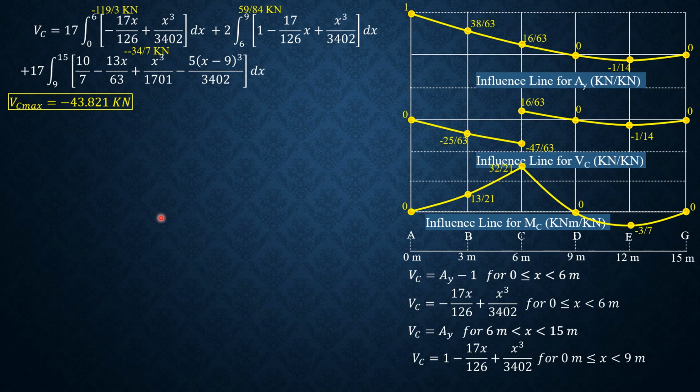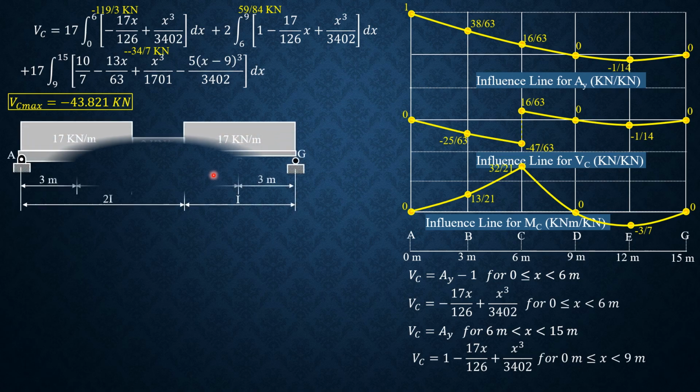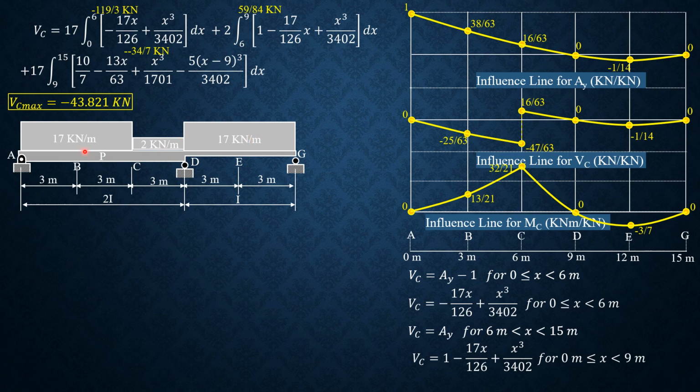Now, how do we solve this? By the three-moment equation. So we first compute the moment at C. Take note that we load from 0 to 6, from A to C, with dead load and live load, which is 17 kilonewtons per meter. From C to D, we load it with just 2 kilonewtons per meter, and from D to G, we load it with 17 kilonewtons per meter again. So that's the loading arrangement or load pattern: dead load and live load, dead load and live load. This is just dead load.